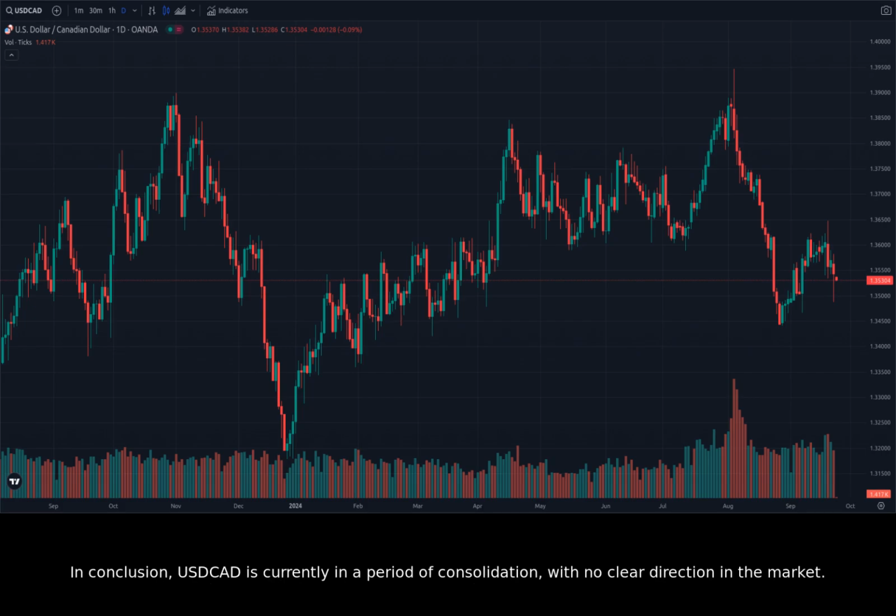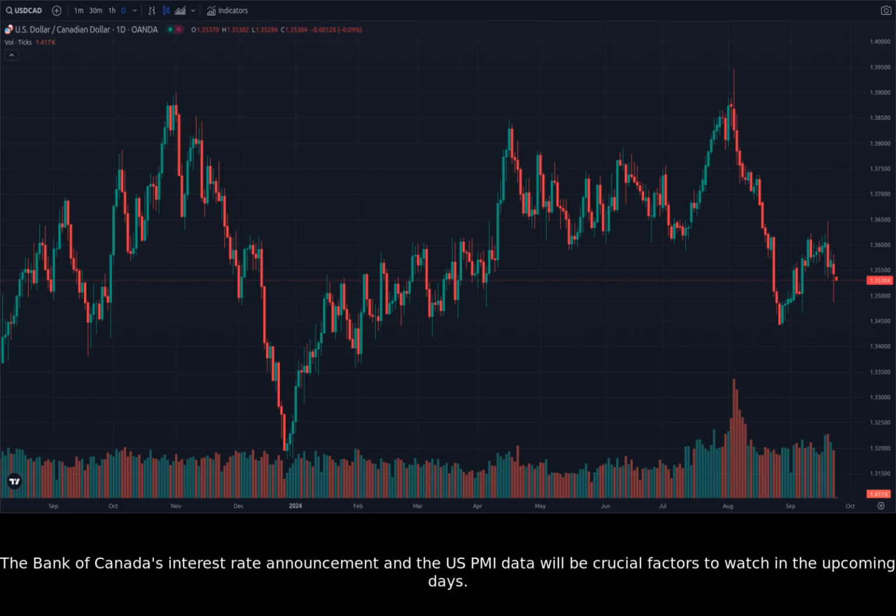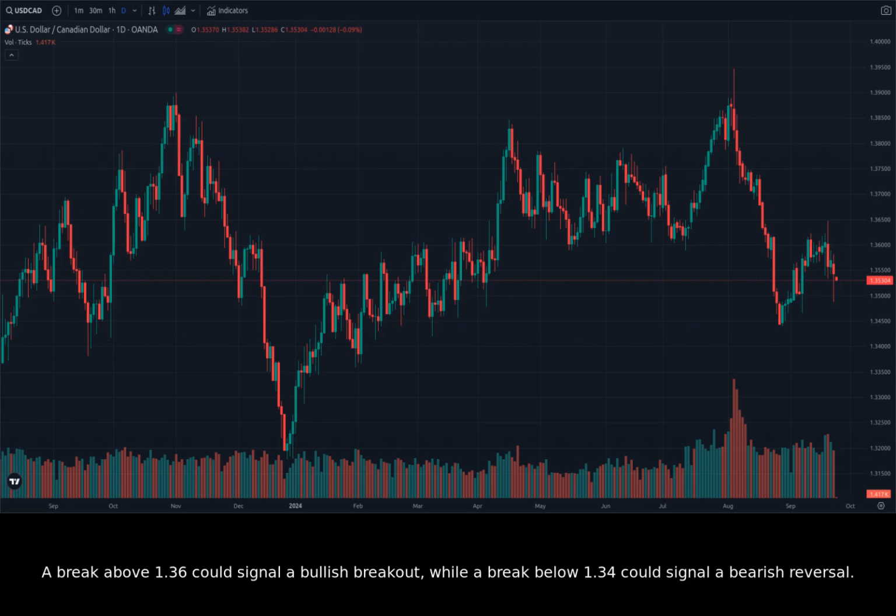In conclusion, USDCAD is currently in a period of consolidation with no clear direction in the market. The key price levels to watch are 1.34 for support and 1.36 for resistance. The Bank of Canada's interest rate announcement and the US PMI data will be crucial factors to watch in the upcoming days. A break above 1.36 could signal a bullish breakout, while a break below 1.34 could signal a bearish reversal. Stay tuned for further analysis and updates as the market unfolds.